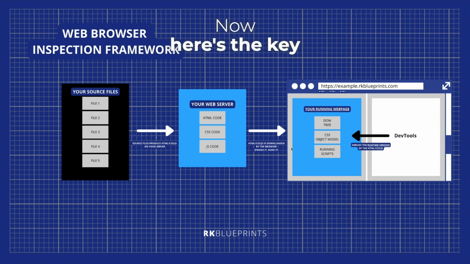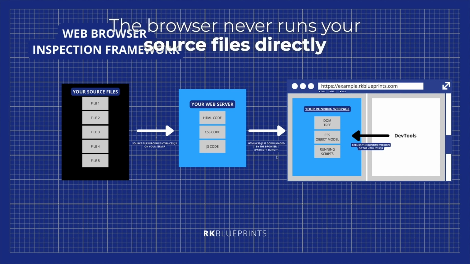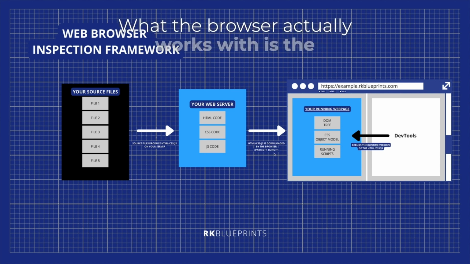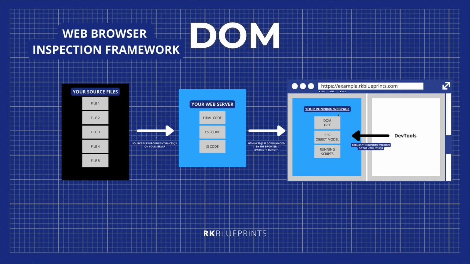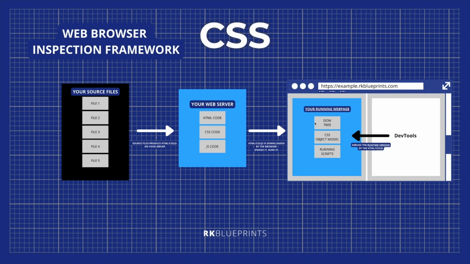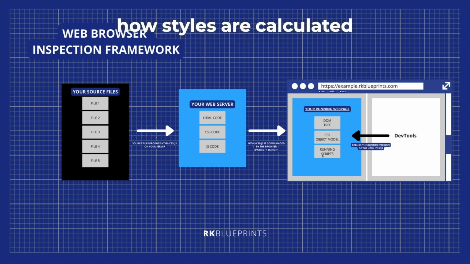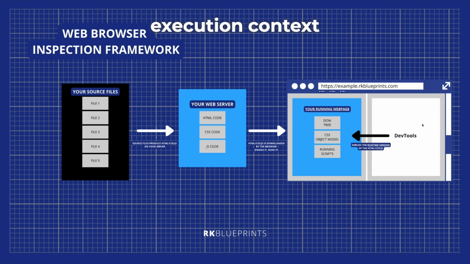Now here's the key DevOps insight. The browser never runs your source files directly. What the browser actually works with is the runtime version of your code. Once the browser downloads your files, it parses them and builds three critical things. The DOM, the Document Object Model tree, how your HTML becomes a living page. The CSS Object Model, how styles are calculated and applied. And the running JavaScript execution context, what's actually executing in memory.